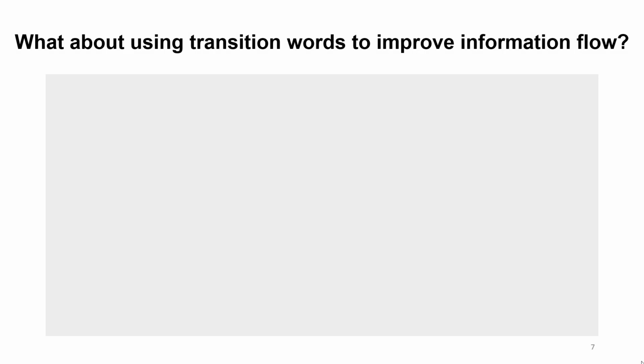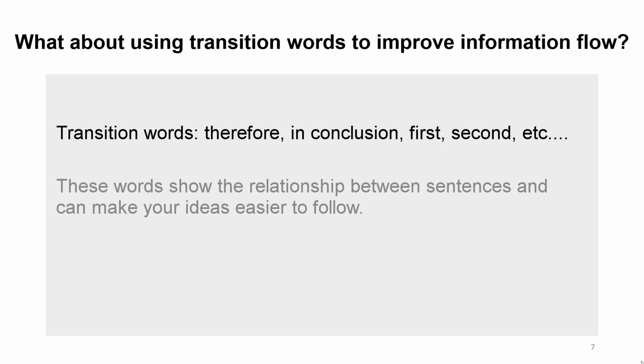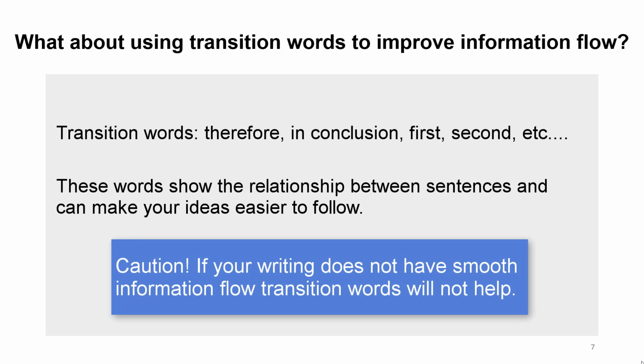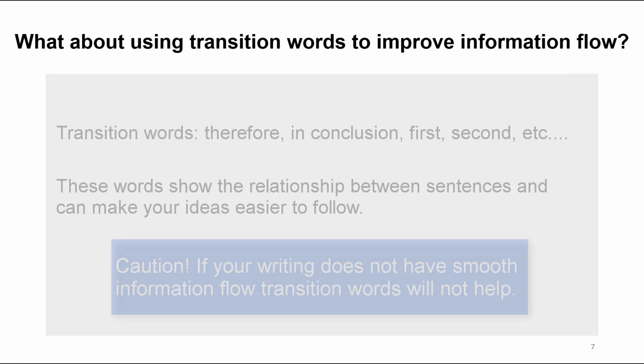You may have learned in the past that you can improve the flow of your sentences by using transition words, such as therefore, in conclusion, first, or second. These words show the relationship between sentences and can make your ideas easier for readers to follow. However, if your writing violates the known-new ordering of information, just adding transition words will not improve it substantially.